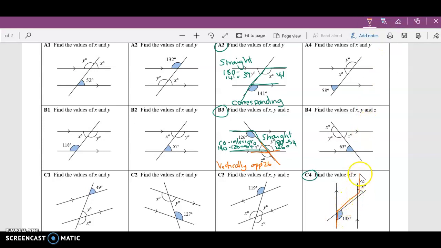So we've got our, yeah, so this is alternate in here. So this is also 133 because of the alternate rule. Okay, and then to work out x we have a straight line. Okay, so I've used the alternate rule and then the straight line rule. So do you want to pause and have a go? So you'll find that you do 180 minus 133, which leaves you with an angle of 47.